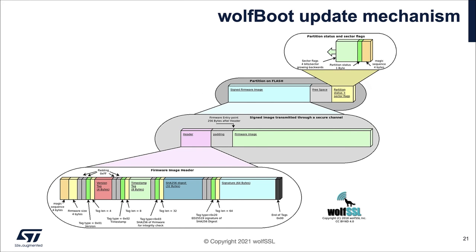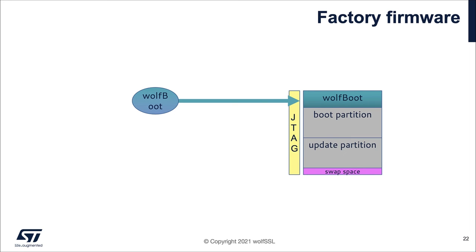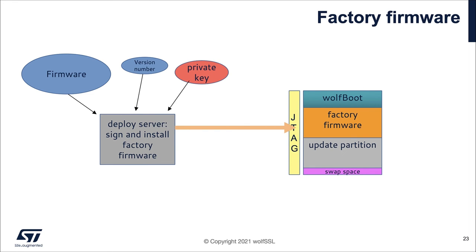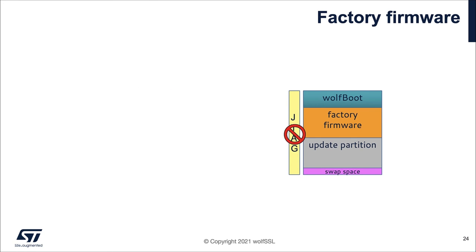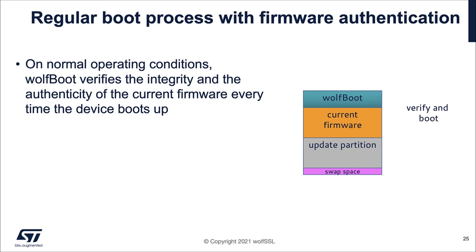So this kind of describes the mechanism here, which is basically, over-the-air updates come down, we put them in the update partition, and then the bootloader itself will handle the verification and the swapping. So normally, at the factory, we program our initial factory.bin just like this, we'll sign it, deploy it, and then we'll lock down the JTAG, right? And the regular process of booting after that will verify the signature of that current firmware.